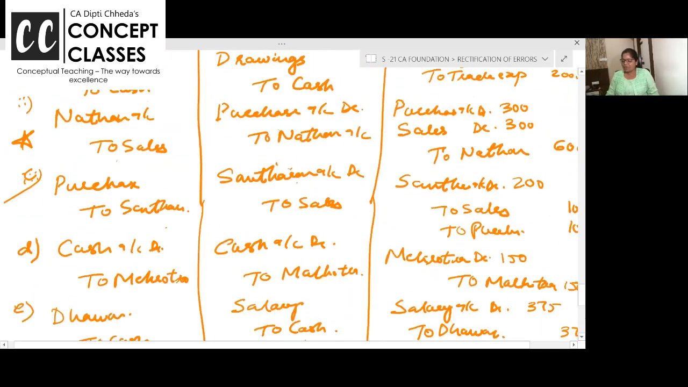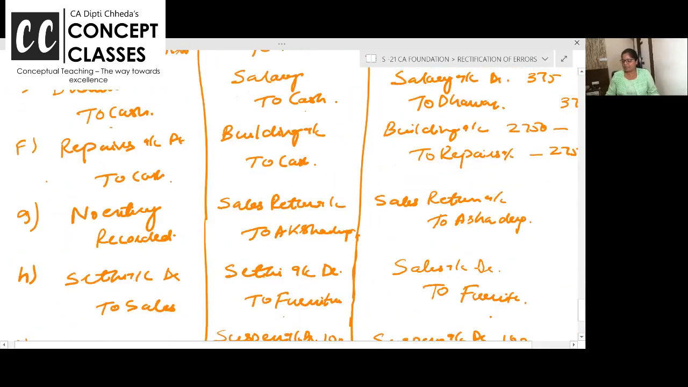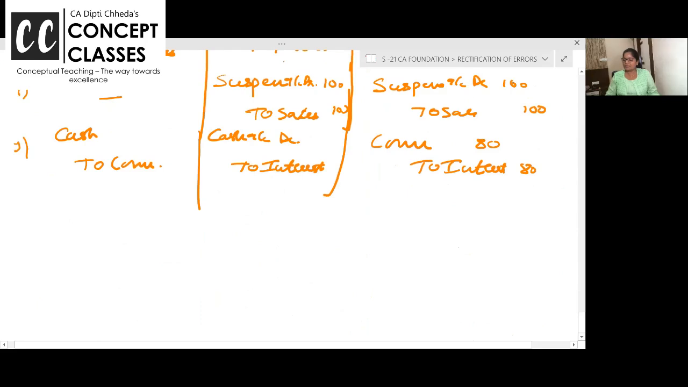So like this, these two things, the first two columns in exam, you have to analyze in your mind. Wrong entry, correct entry. What is the wrong? What is the correct? And what is the rectify? You'll get it. Okay? Seventh problem is all clear to all of you.